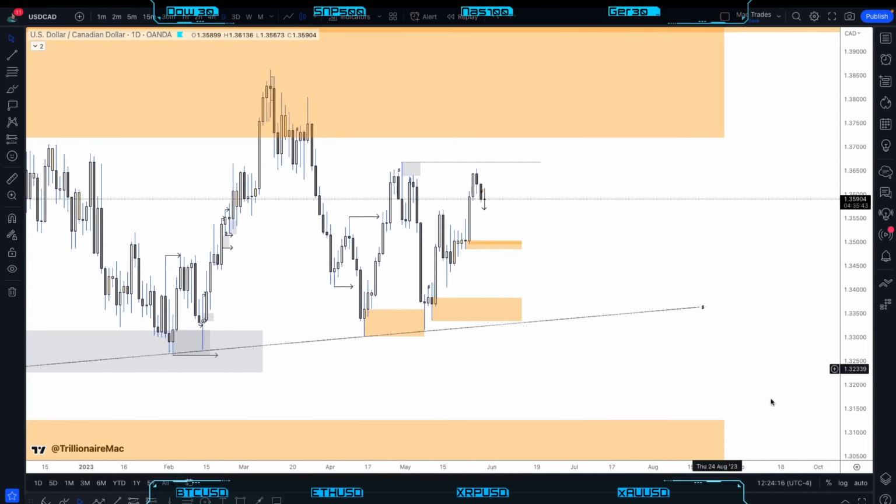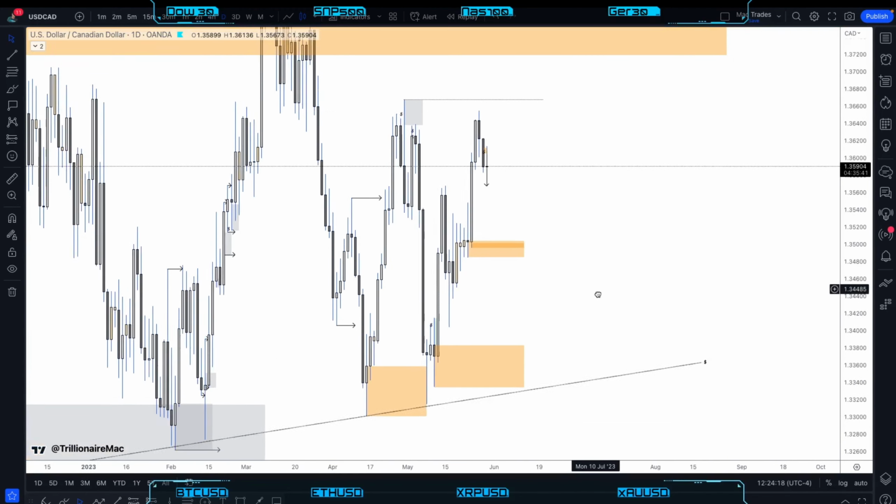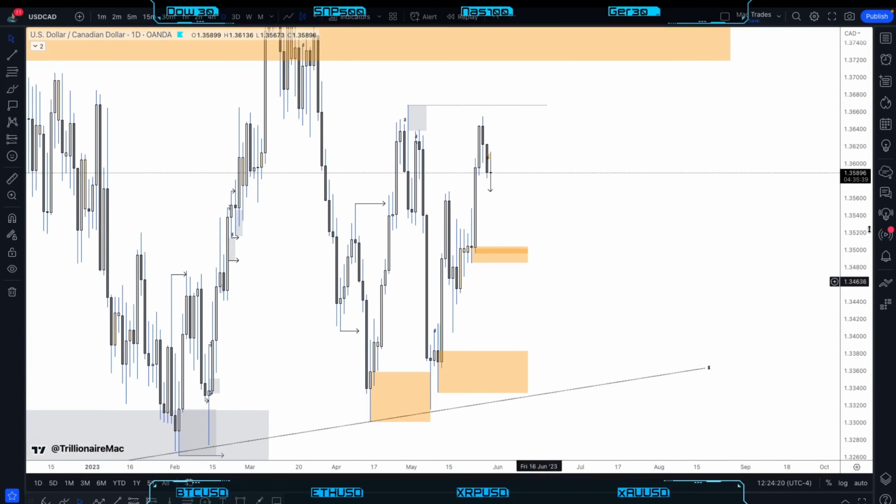And if we're looking at the most recent level of demand that we would like to see price interact with, since we are bullish, one would be here, and another would be right here. This was a flip of this supply here. We do have the end all be all, which is here within this region.